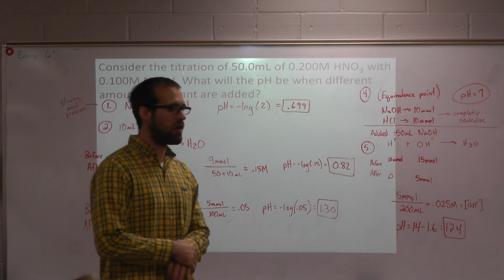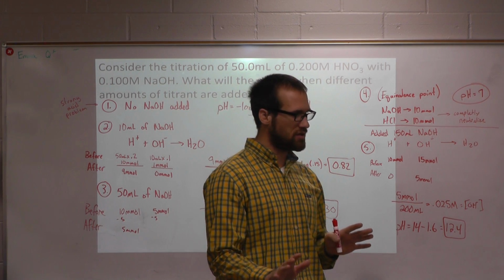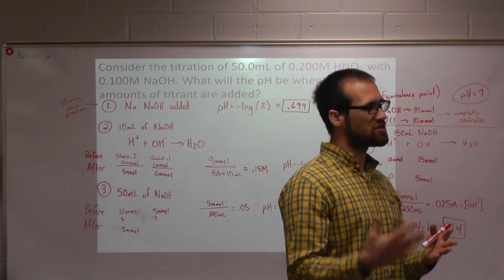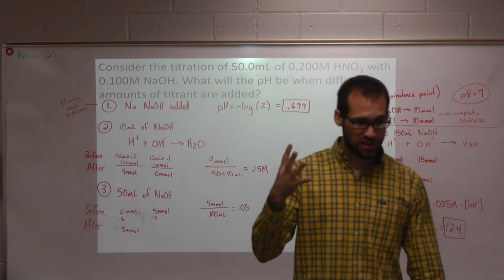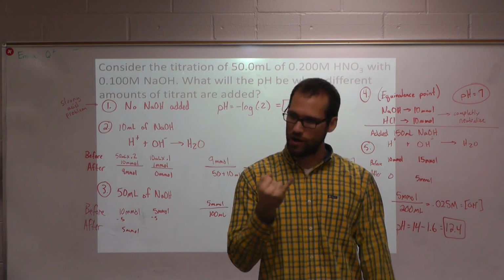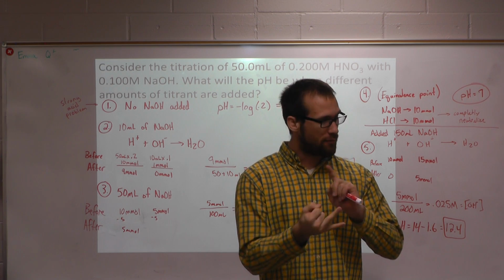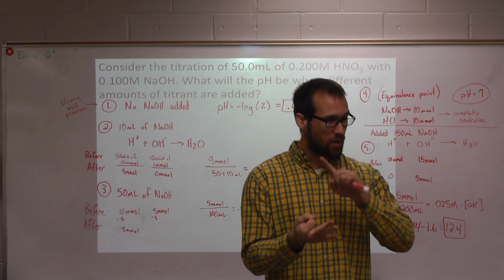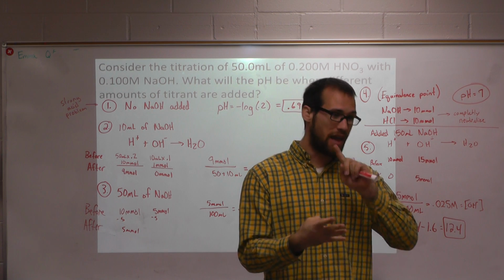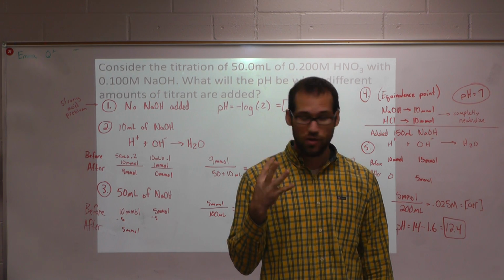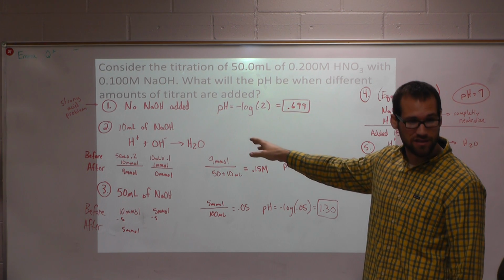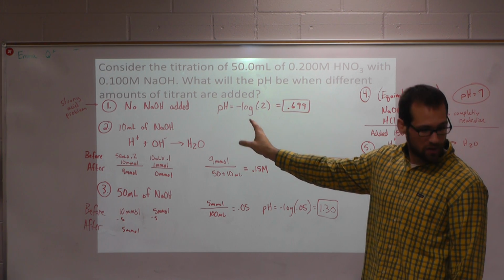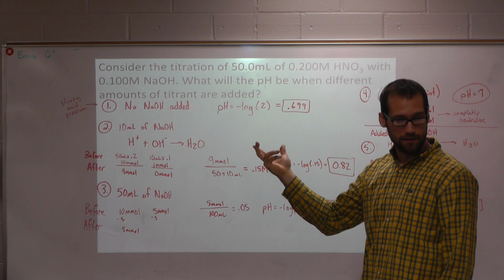So, in both all the weak stuff we did the past 2 days and the strong stuff we did today, we really still have 4 locations. We have before anything's added, before the equivalence point, at the equivalence point, and after the equivalence point. Those are our 4 locations. Now, are they a little bit different when you do the strong acid, strong base? A little bit, but same idea.